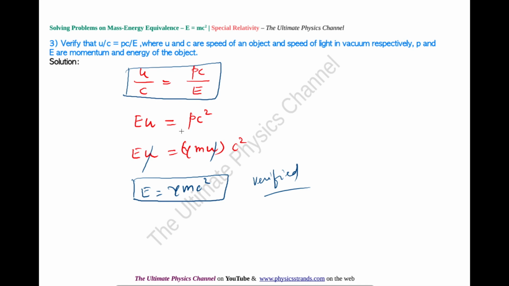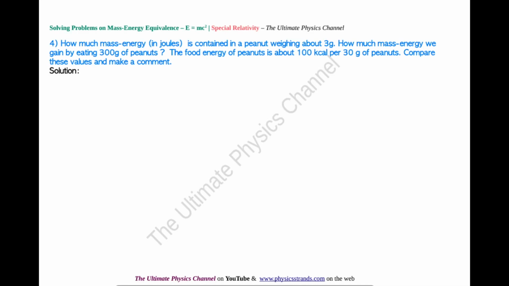Right, so let's move on to the next one. How much mass energy in joules is contained in a peanut weighing about 3 grams? How much mass energy do we gain by eating about 300 grams of peanuts? The food energy of peanuts is about 100 kilocalories per 30 grams of peanuts. Compare these values and make a comment.